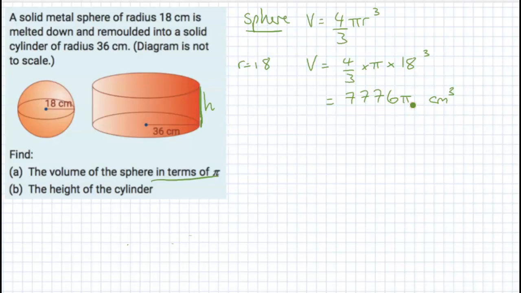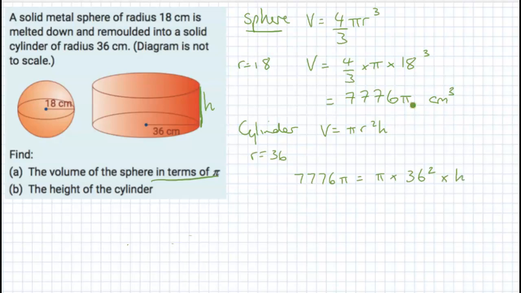But the whole point is you're melting one down to make the other. So effectively the volume of one is the same as the volume of the other. So if we now work on the cylinder, we know the radius is 36. We know the volume of the cylinder is pi r squared h. The only thing we don't know is the height. So we know the volume, it's 7,776 pi. We know what pi is. We know what the radius is, it's 36, so its radius squared is 36 squared.